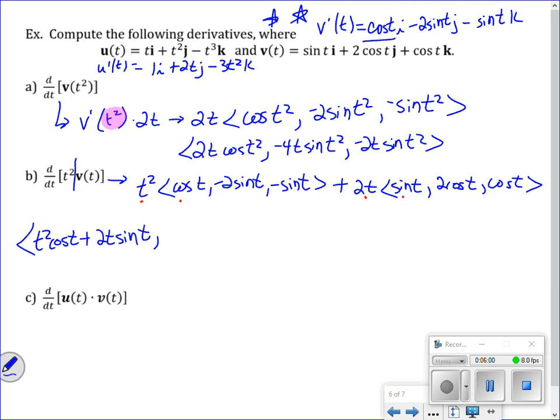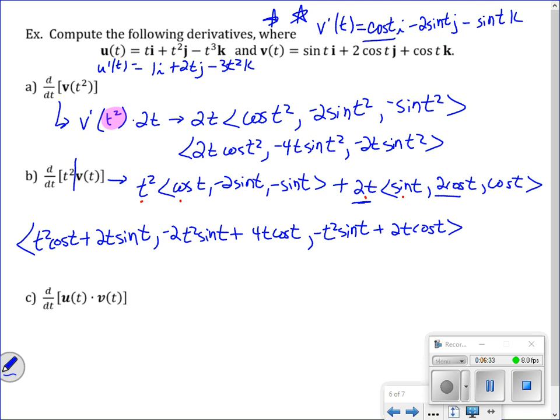Then I have negative 2t squared sine of t plus 4t cosine of t. I'm getting that from this and this. All right. Then I have negative t squared sine of t plus 2t cosine of t. Let's take a look, make sure that seems right. Yep, all good.